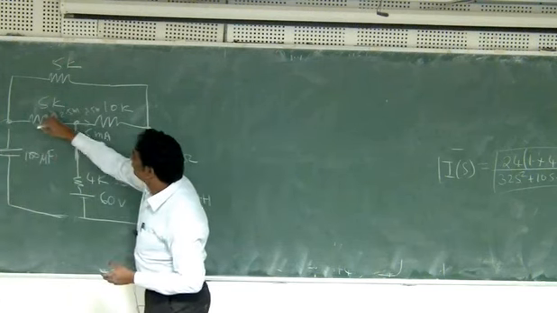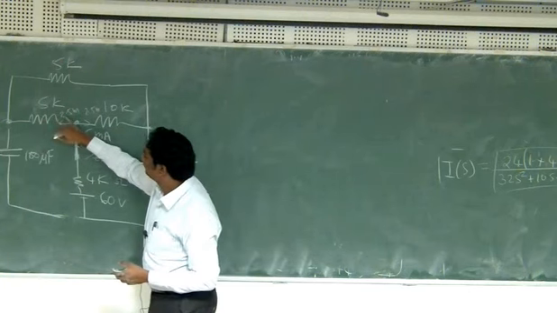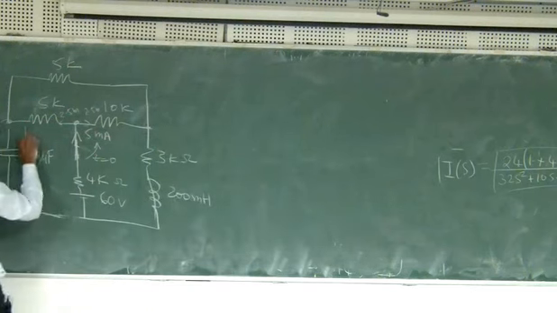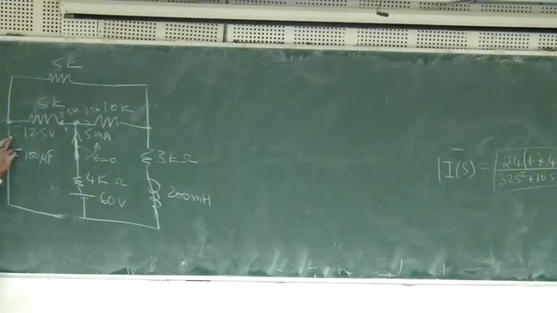So 5 kilovolts into 2.5 milliamperes. Okay, 5 into 2.5, how much is that? So 12.5 volts. So which side is high voltage, which side is low voltage? Because the current is going like this, this side is high voltage, this side is low voltage. Now what is the voltage drop in this 4K?